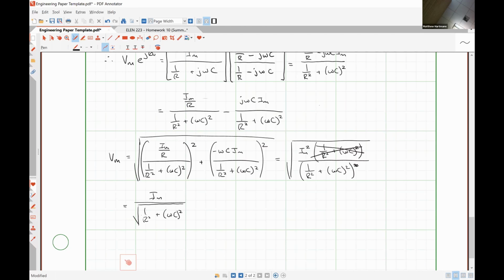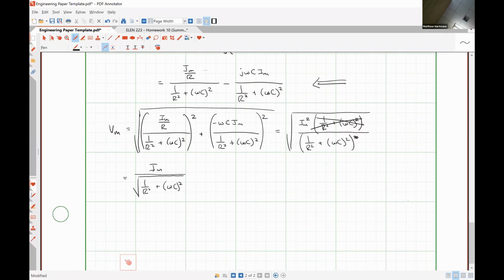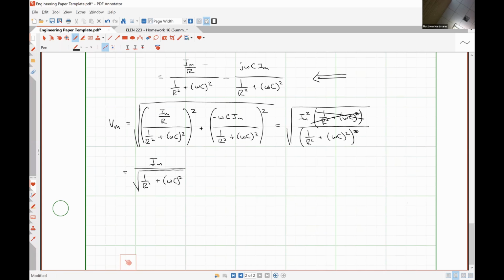So looking back at this guy, how am I going to get my phase angle theta v? Can anybody remember the complex number relationships for determining phase angle when we have a rectangular complex number? It was the inverse tangent of the complex part over the real part. That is exactly correct.